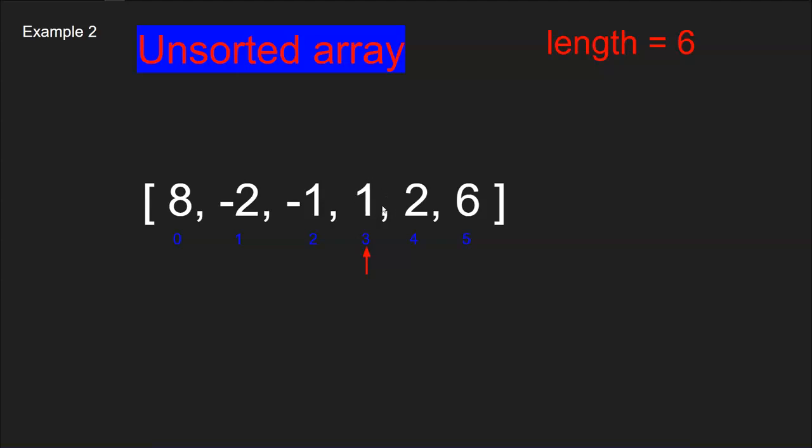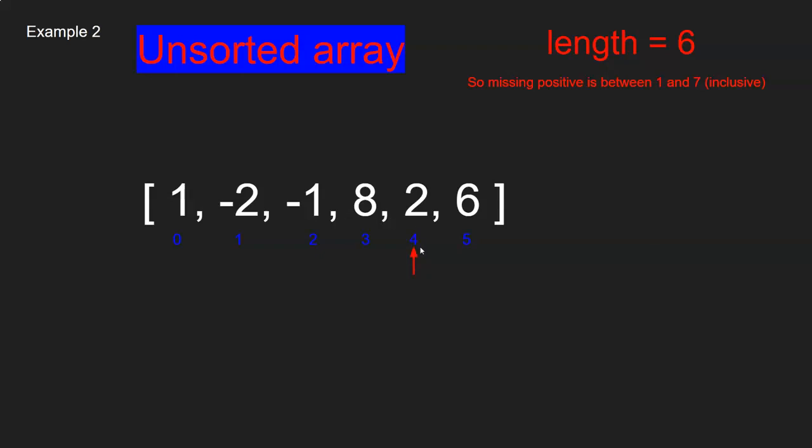At index 3, we have element 1. The element 1 must sit at index 0. Hence, we need to swap the element at index 0 with the element 1. Let's swap it. Now move to the next index.